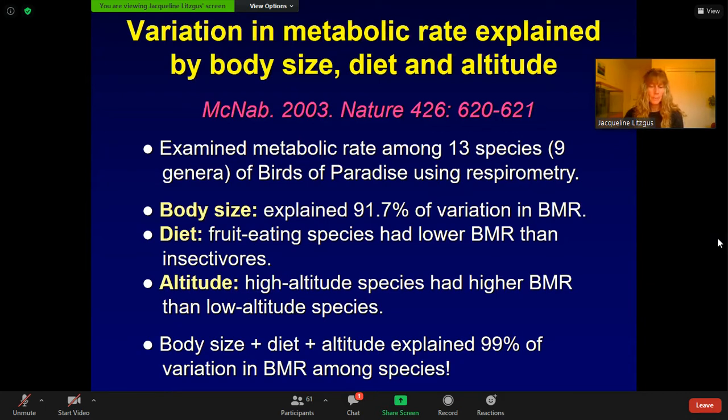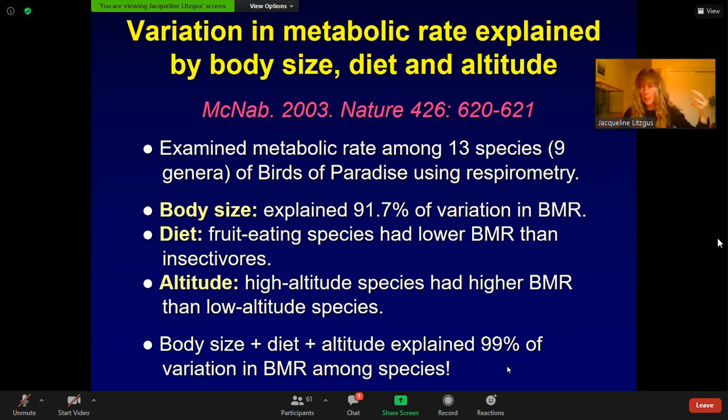In this study, McNabb examined metabolic rate among 13 species from 9 different genera of birds of paradise, and they used respirometry to do this study. They looked at basal metabolic rates of these 13 species of birds, and showed basically that, the sort of ultimate ending point is that if you combine these different aspects of body size, diet, and altitude, that explains almost all of the variation in metabolic rate among species.